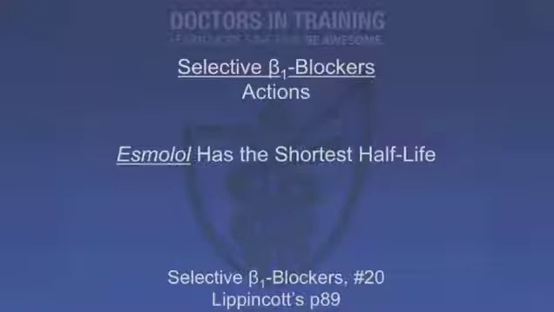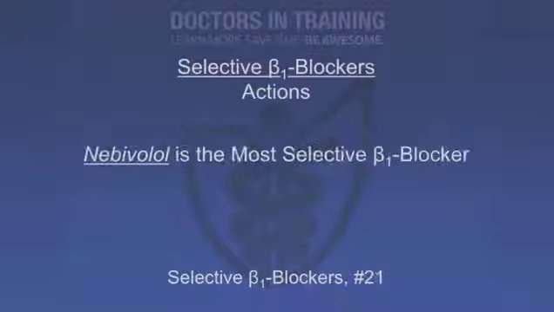Specifically, esmolol is a very short-acting beta blocker. It has a short half-life. It's sometimes given IV during surgery if it's needed during surgery. Labetalol is the most highly selective beta 1 blocker, and it can also elicit vasodilation, which may be due to stimulation of the endothelial nitric oxide pathway. Other selective beta 1 antagonists will include atenolol and metoprolol, and we've already talked about esmolol and nebivolol.